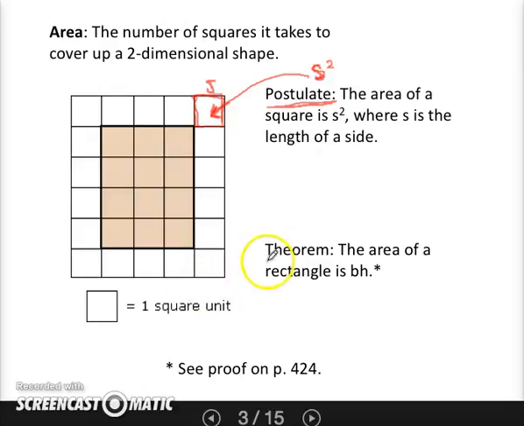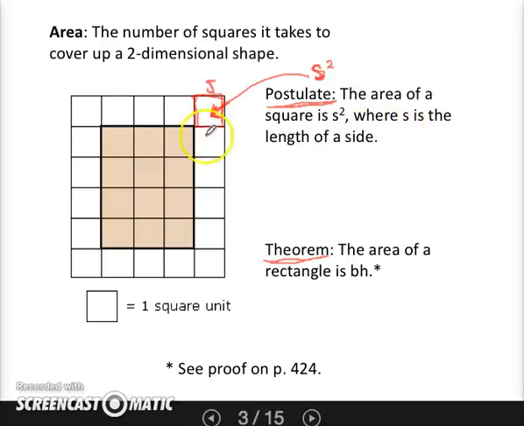Now, believe it or not, there's a theorem that can be proved that says the area of a rectangle is its base times its height. You can look at the proof of this theorem on page 424 of your book. It may seem self-evident, but actually there is a somewhat sophisticated way of proving it from this postulate that a square has area s squared.